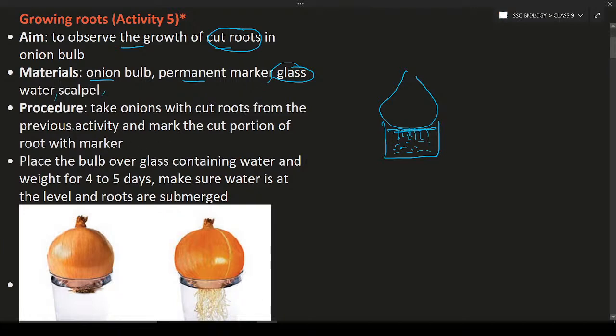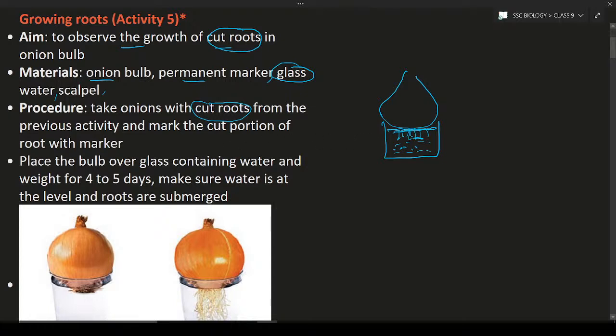Here the first procedure is to take the onion used in the previous activity. In the previous activity we used one onion bulb. We have to take that onion bulb and cut the roots. Already we have cut the roots of that onion bulb. So mark the roots where there is a cut portion, and keep it above the water cup. In this way you have to keep it. Here we have marked it with a black colored marker.